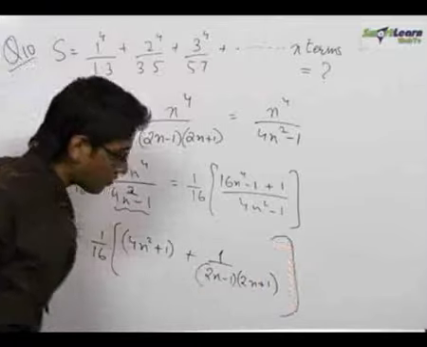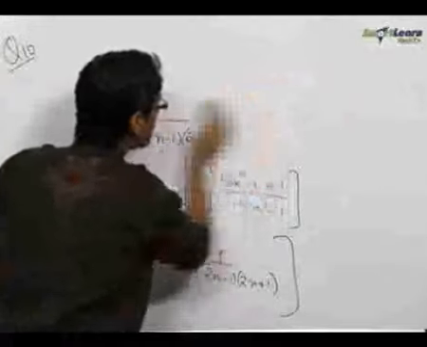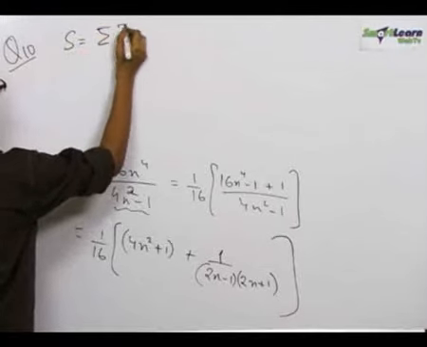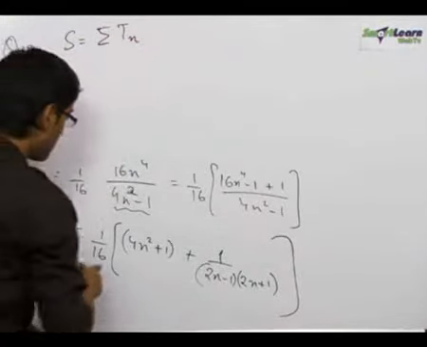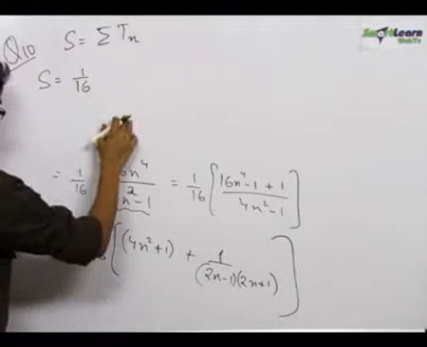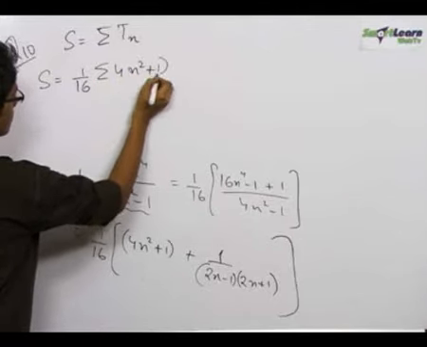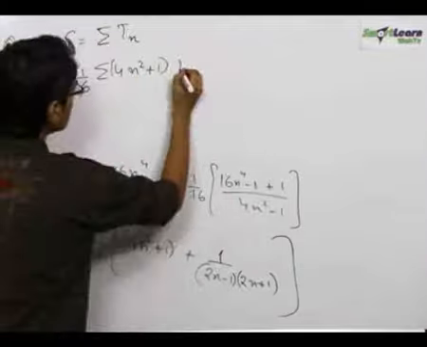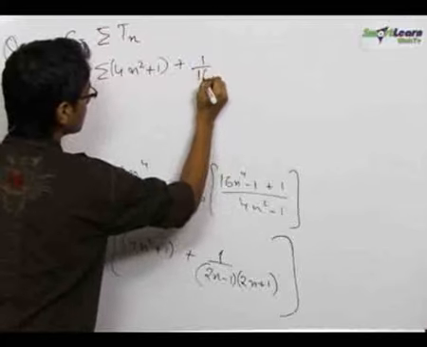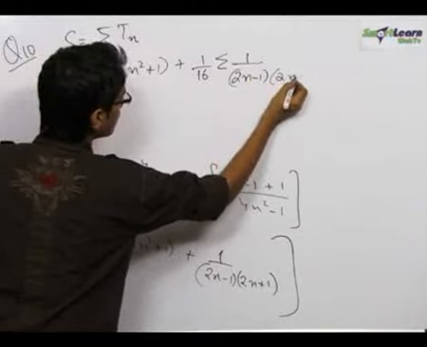So this is our nth term of the series, and we know that sum of n terms of any series is equal to sigma the nth term. In order to find S, we just need to get the sum as 1 by 16 times sigma of (4n square plus 1) plus 1 by 16 times sigma of 1 upon (2n minus 1)(2n plus 1).